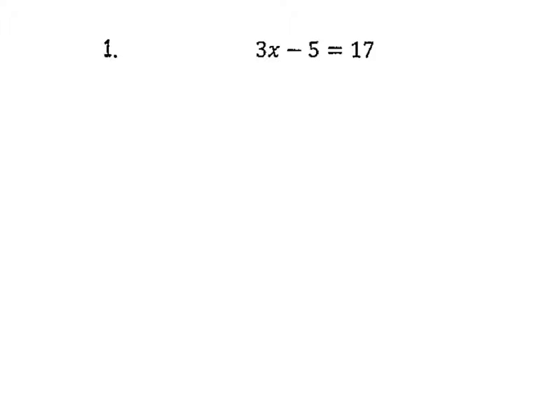All right, let's do number one. On number one, I am going to have to add or subtract first. The 5, the constant, needs to go with the 17. How do I get rid of that 5? Add 5 to both sides. 17 plus 5, 22. Well, that's kind of weird, but whatever.